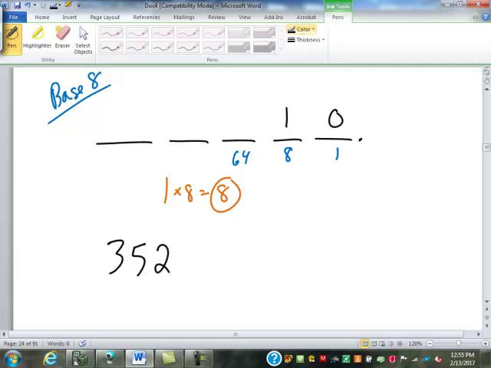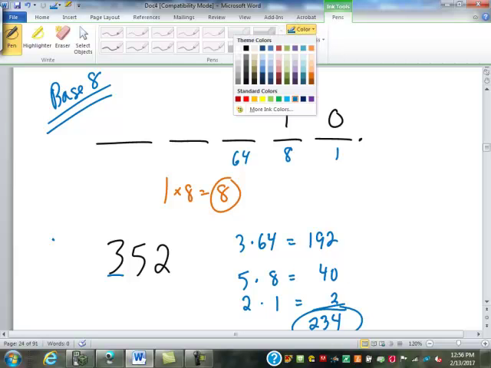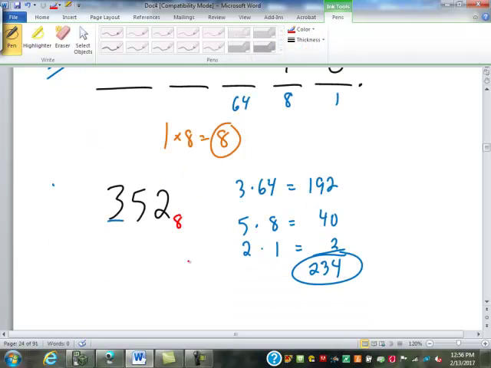So 352, well, again, that's 3 times, what place value is that? For the 8s, this is base 8 still. Sure. 8 squared, so 64. It's 192. The 5 is going to be times 8, so that's 40. And then 2 is times 1, so it's just 2. So it's 234 base 10. So 352 base 8 is 234 base 10.